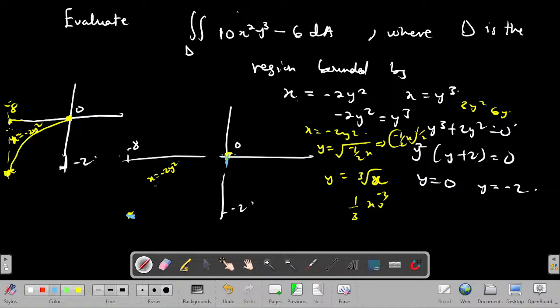So I'll simply do the same for this, x equals negative y squared. This is a region. So once you're able to graph this, it means there are two ways. Either you slice through the x axis direction, or you slice through the y axis direction.